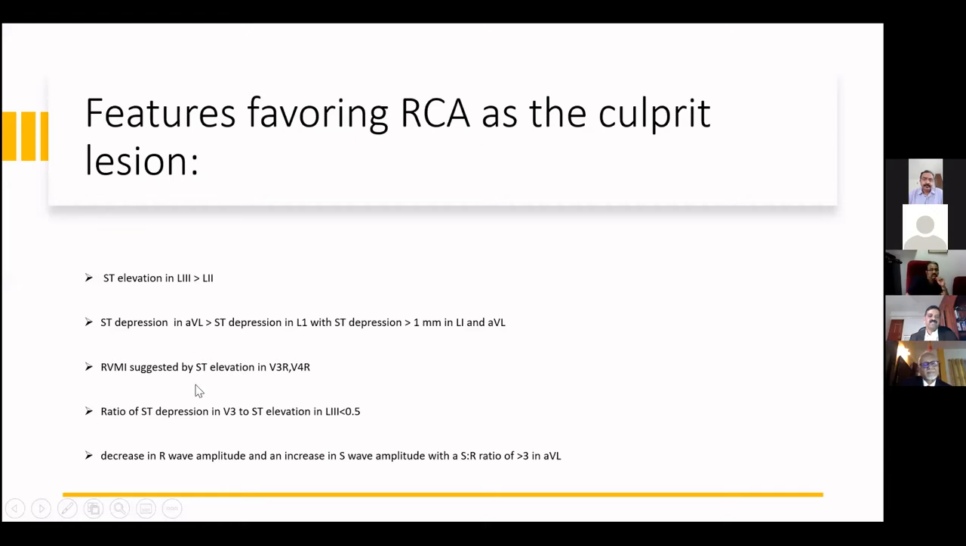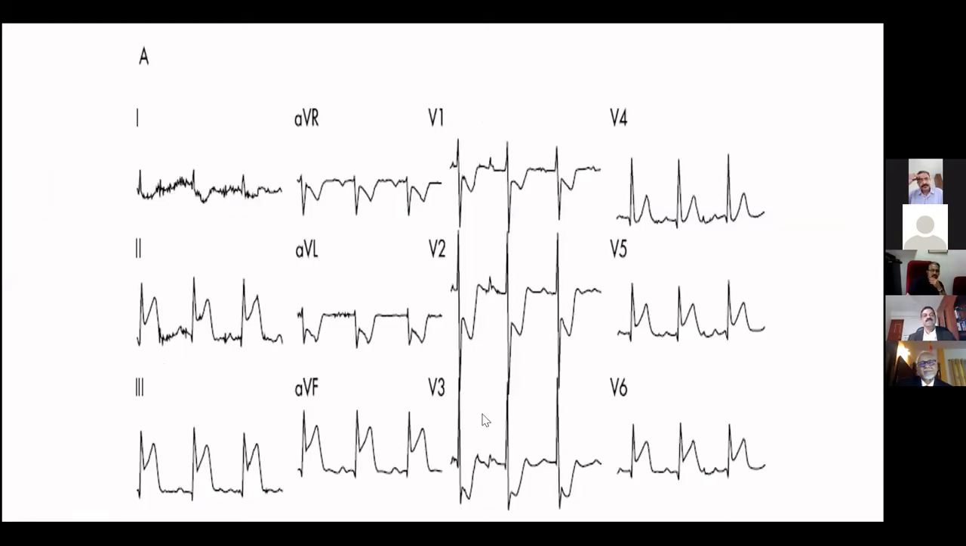RVMI, by and large, as suggested by V3R and V4R, suggests an RCA as the culprit vessel. A ratio of ST depression in V3 to ST elevation in lead 3 of less than 0.5 again points towards the RCA. Decreased R wave amplitude, increased S wave amplitude, and an SR ratio of more than 3 in the AVL. So this is a typical ECG.